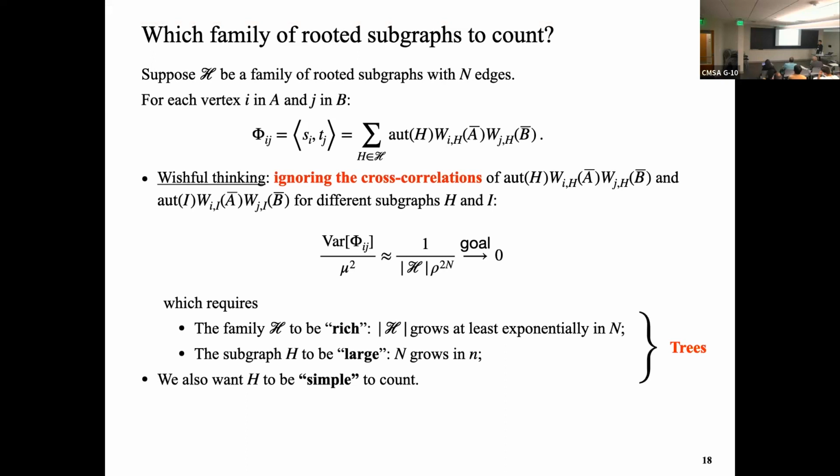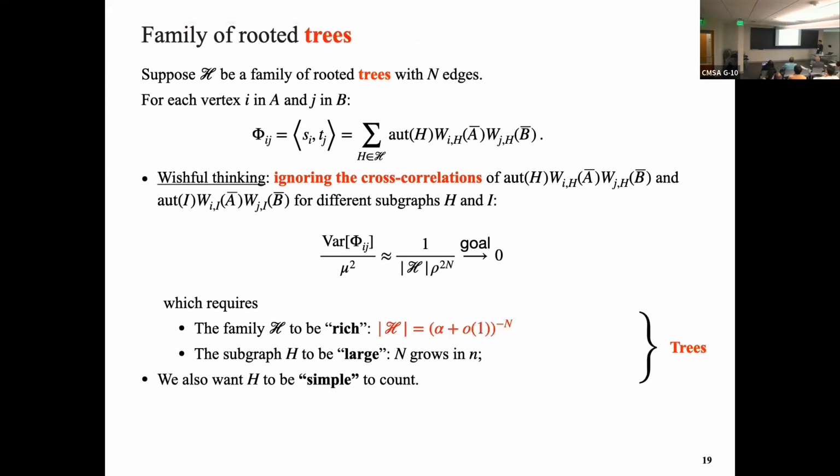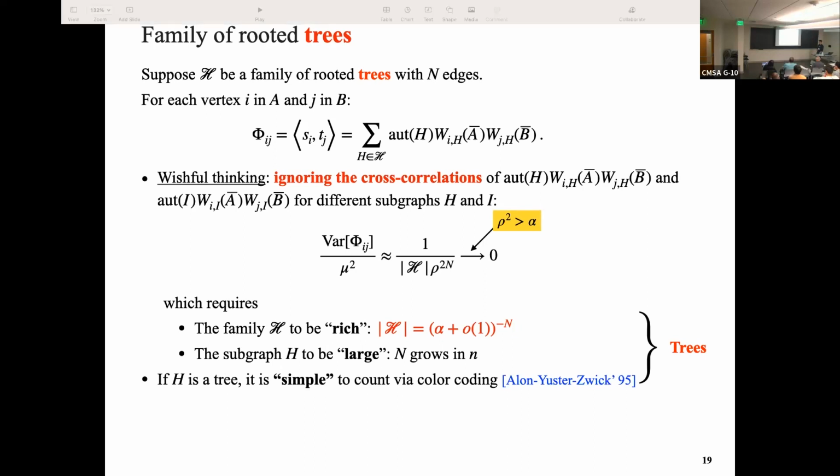It turns out that one choice that fulfills all three of them is trees. For now, let's just take all trees. Thanks to the theorem of Otter, the number of trees grows like one over alpha to the n. This leads to the main condition, rho squared times alpha bigger than one. The trees are also simple enough to count, thanks to a by now classical result, the algorithm of Alon et al. called color coding. It's a randomized algorithm that counts certain subgraphs in polynomial time.